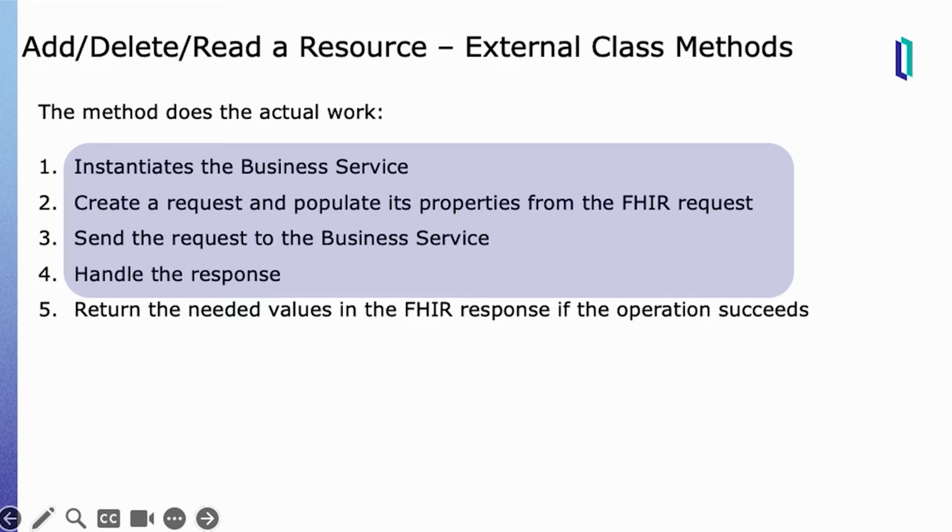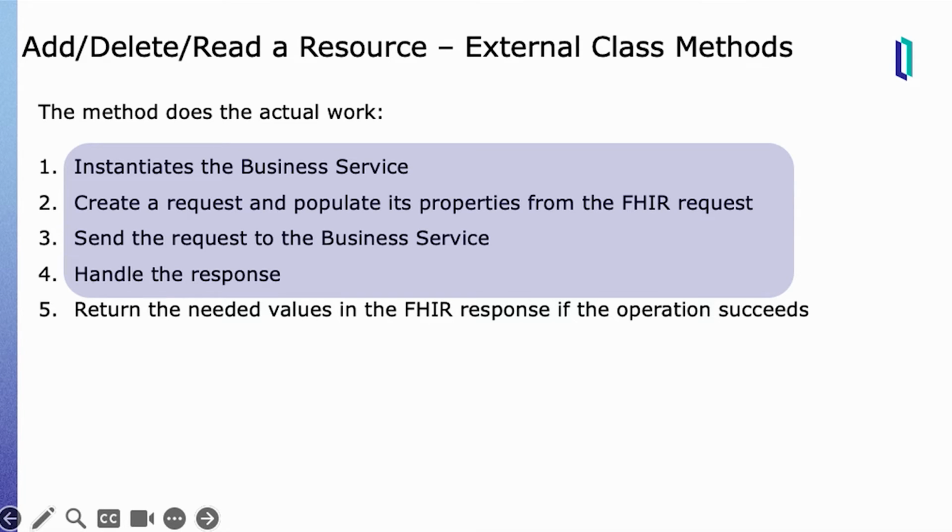In those external methods where I want to put my custom code, basically I'll need to do the same thing, whether I'm adding, reading, or deleting a resource. I'm going to instantiate a business service, create a request, create a response, get information from the request I just received in order to send it to the business service, activate the business service, get a response, and send it back.